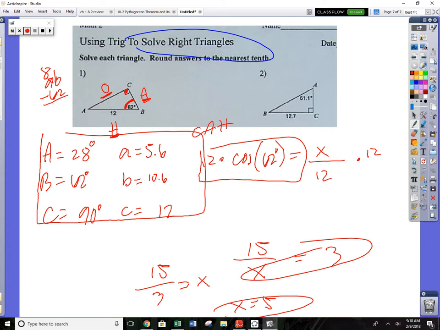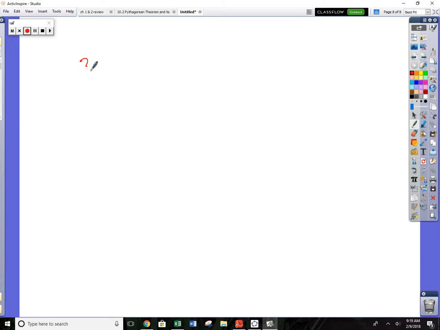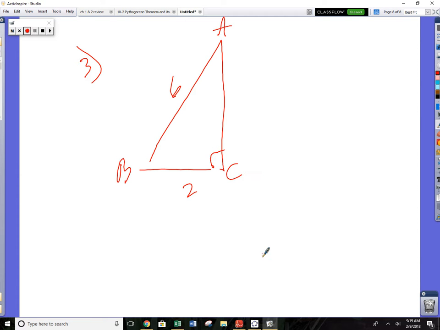So let's look at number 3. 3 is going to be a little different. 3 gives you kind of a tall, skinny triangle. So here's your 90. This is 2. This is 6. This is B. This is A. This is C. Okay, now 3, you could do Pythagorean theorem.